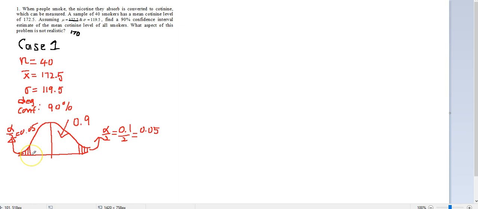So now we're going to have to find the critical value, z alpha over 2, and that will be a minus there. And over here is going to be z alpha over 2. So let's go to the table, and we're going to find what the critical value is for 0.05. If you go down there, it will give you minus 1.645, but we're always going to use a positive critical value, so that will be 1.645 here.